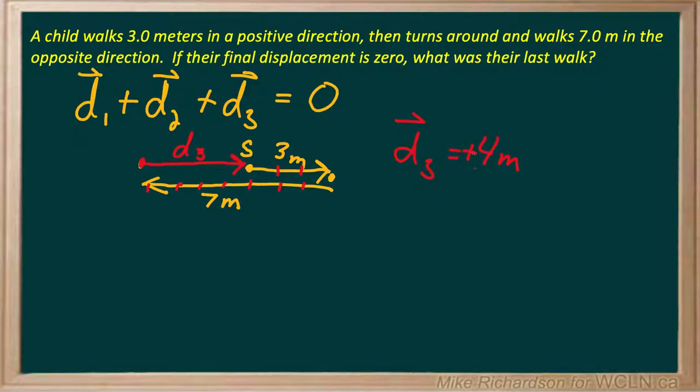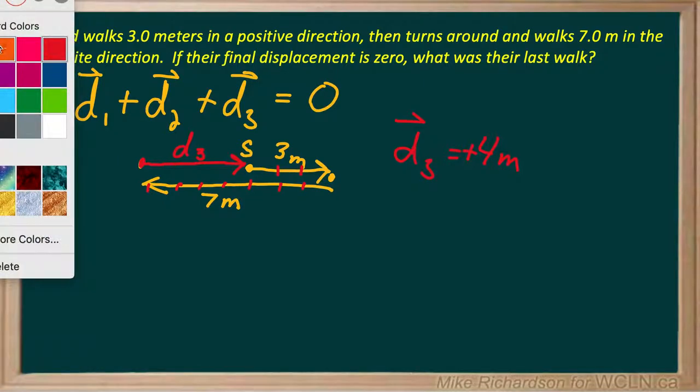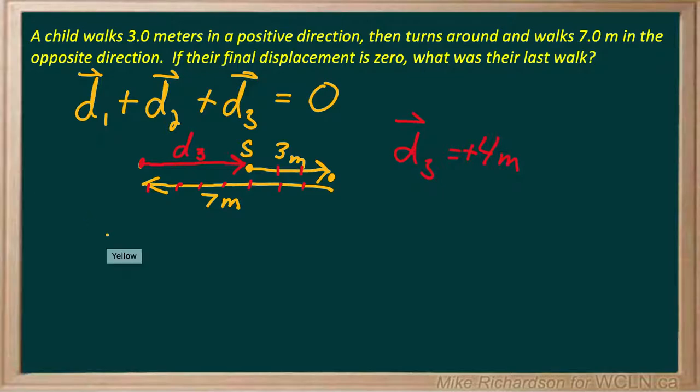So +4 meters. Notice if all the vectors are on the same line, in other words, if they're all parallel to each other, as long as you use a sign convention, you can actually solve this mathematically as well. I'll show you that really quickly. So remember, this works if all the vectors are parallel.